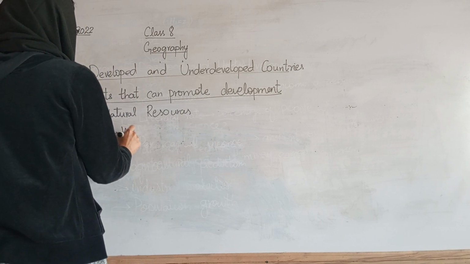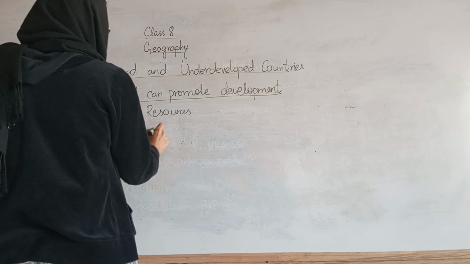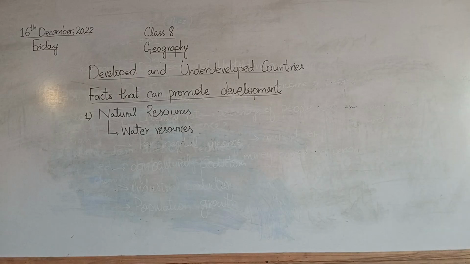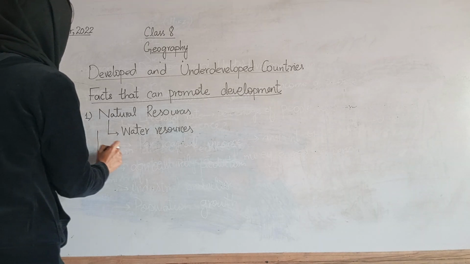So, the first point in natural resources will be water resources. But before explaining it, you tell me, what are natural resources? Yes, students, tell me what are natural resources. Yes, good. Natural resources are those resources which are created by nature. For example, we have water resources, forest resources, and soil fertility.